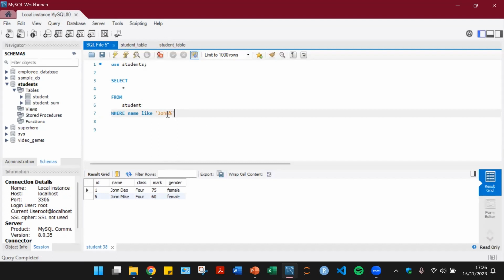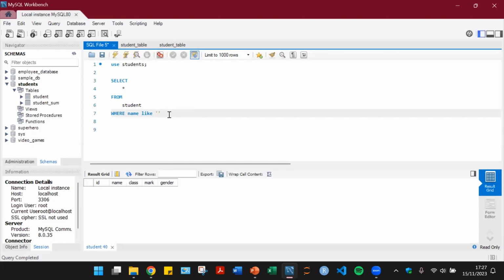These two start with the name John, and we can change this to show students whose names end with the name John. We have Alex John, we have Big John, and we have Baby John. All these terms, the LIKE clause selects based on the pattern. That is, our pattern is the name John.